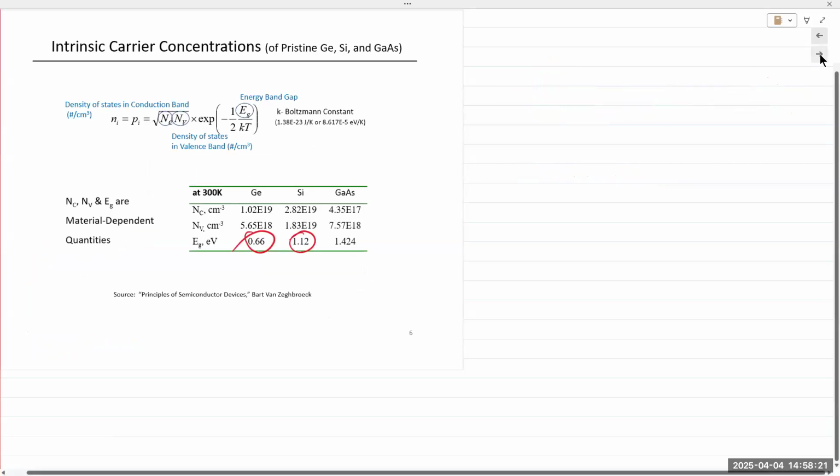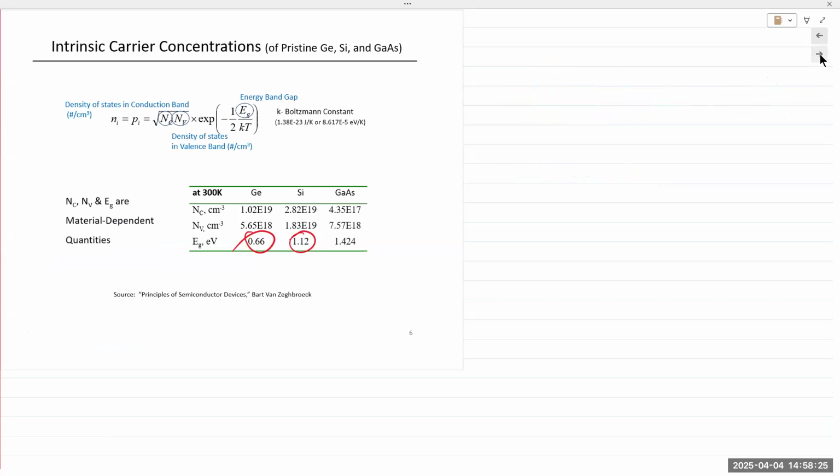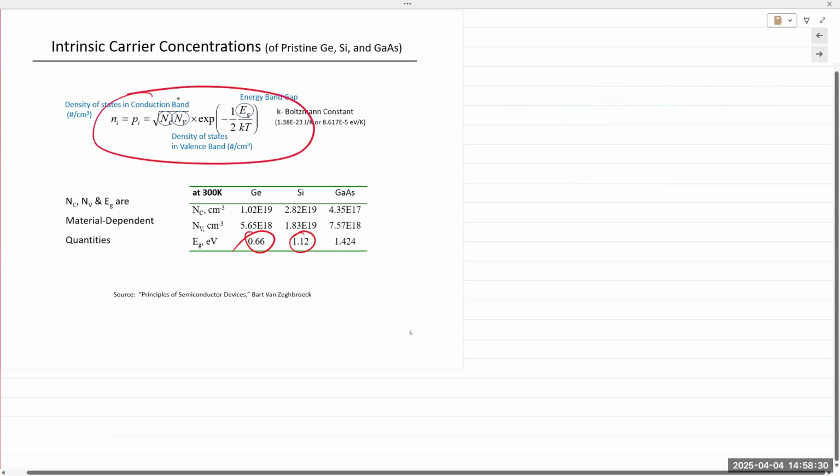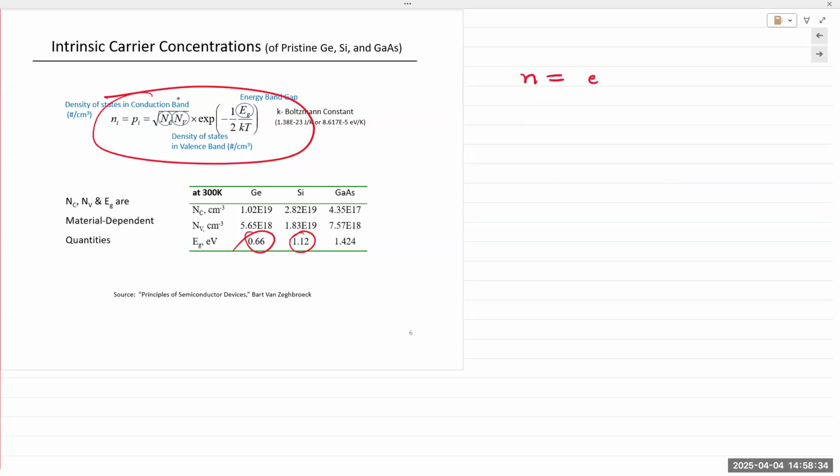So there is an equation that we can use to approximate the number of charge carriers that are present. Okay, and that's basically given right here. N stands for electrons. P stands for the number of holes. I guess N is for negative, P is for positive. And I stands for intrinsic.